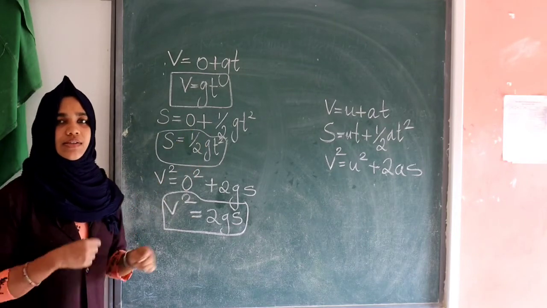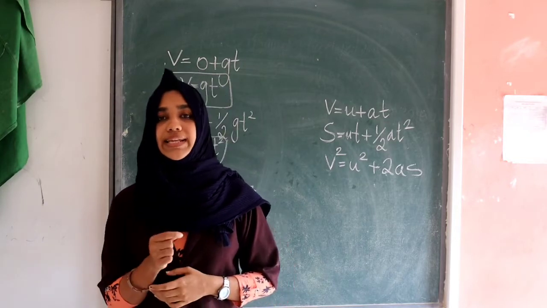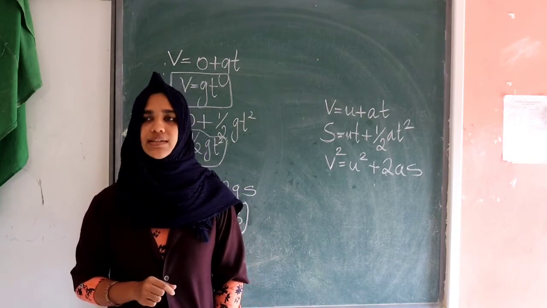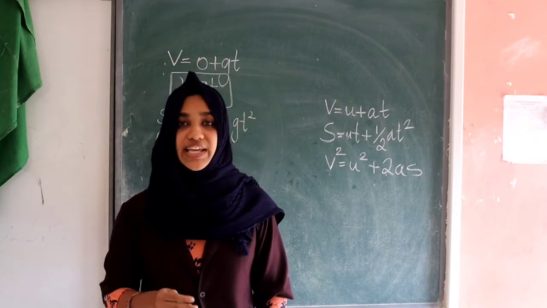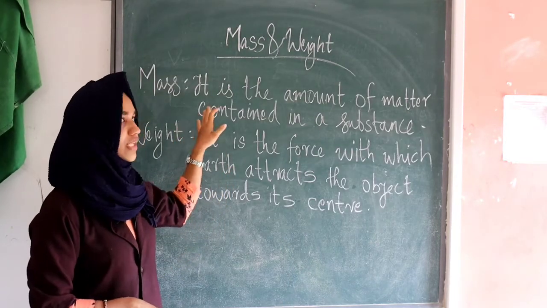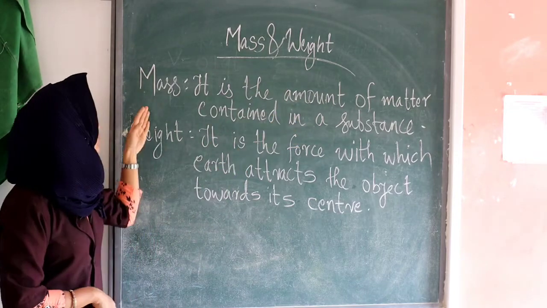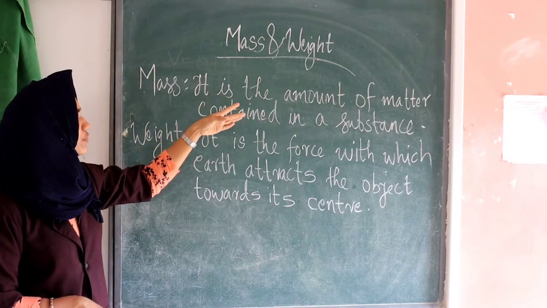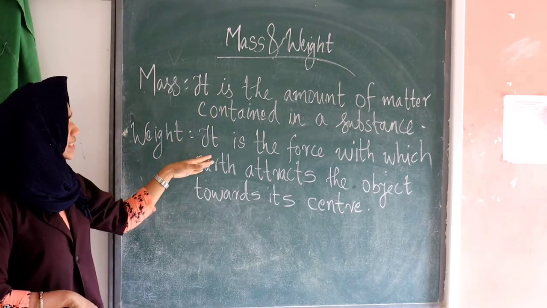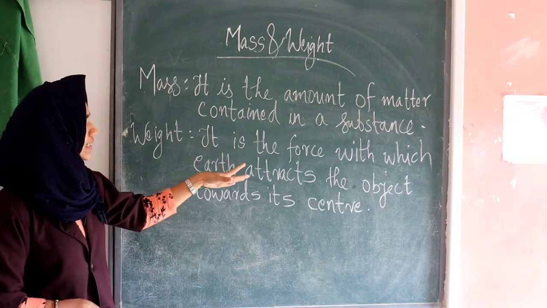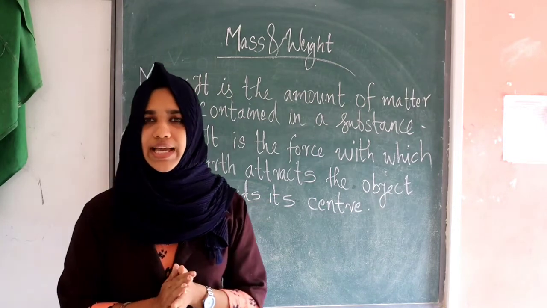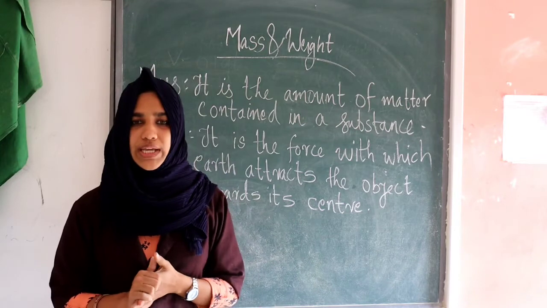Is it clear? Then we can move to the next topic, that is mass and weight. I think it's a familiar topic to you. Can you give the definitions for mass and weight? Look here, you can see the difference between mass and weight. Mass is the amount of matter contained in a substance. Weight is the force with which the earth attracts the object towards its center. Did you get the idea about the difference between mass and weight?